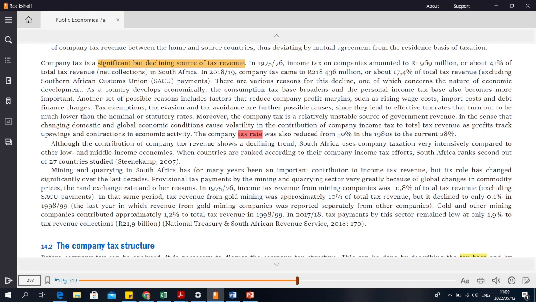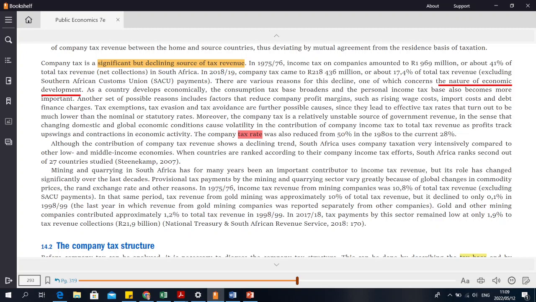So the revenue has been declining. Now you can see that in 1975 the income tax amounted to 2,000 million, and 45 years later to 200,000 million. So in nominal terms the numbers haven't decreased, but in real terms it could have decreased. But the big thing is that as a proportion of all the types of taxes, company tax has become less important. The reasons are various.